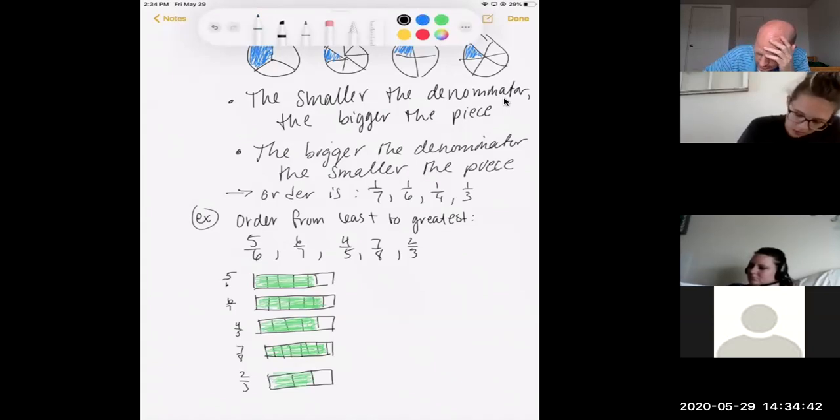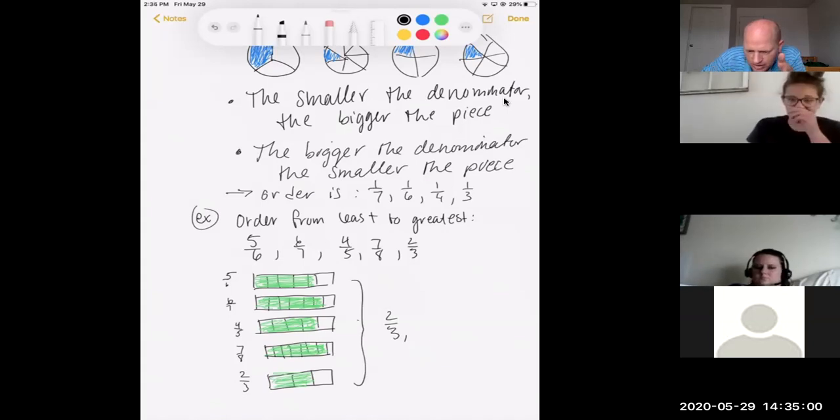Yeah, least to greatest. So from here we can see that the least one is 2/3. So it would go from the smallest to the biggest denominator, versus the one on top, like the previous example. If you have a small number in the denominator, the pieces are larger. And that means that they are not as close to the whole as the larger denominators are. So they are further away from the whole. So that means they're the least one.